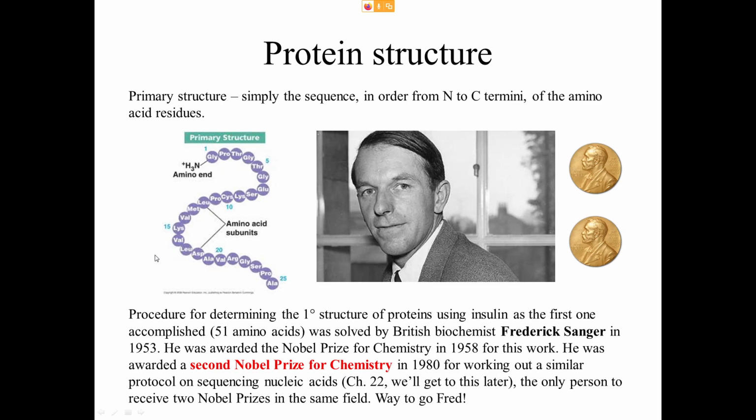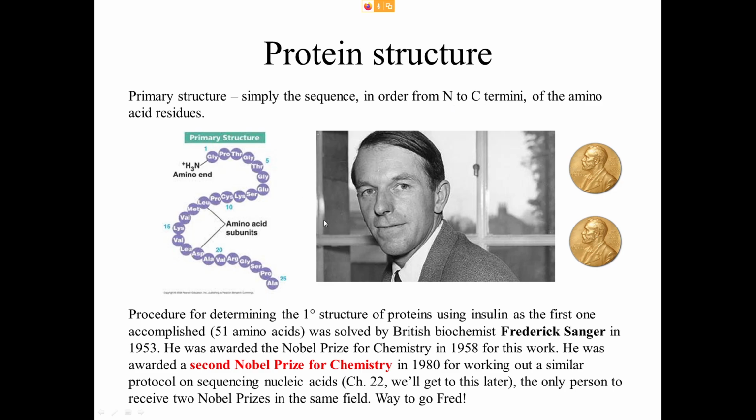And by doing that, he was called sequencing. He figured out what the sequence was, or the ordered sequence of amino acids. From the amino terminus, we often call N terminus, to the carboxy terminus, or the C terminus. So we label it from the N to the C termini.